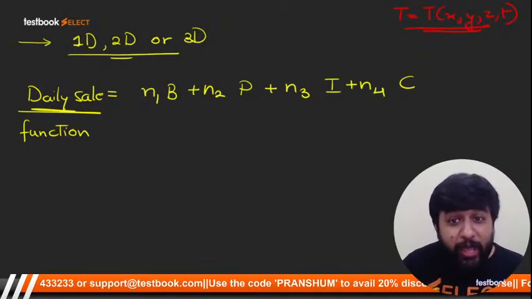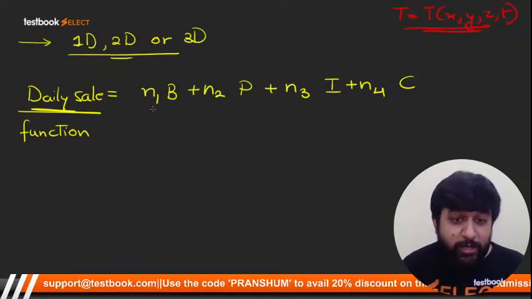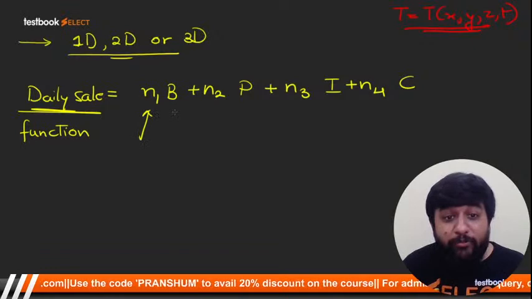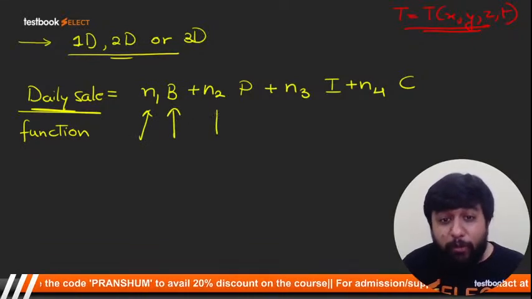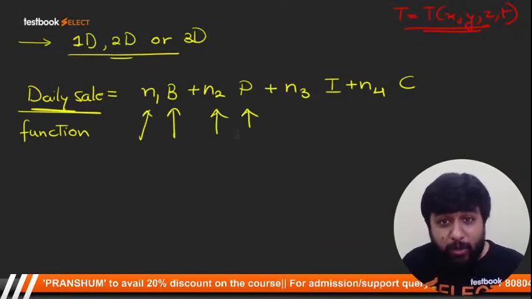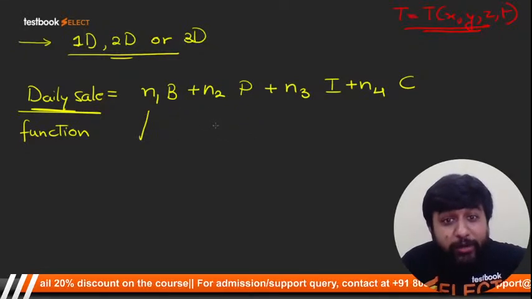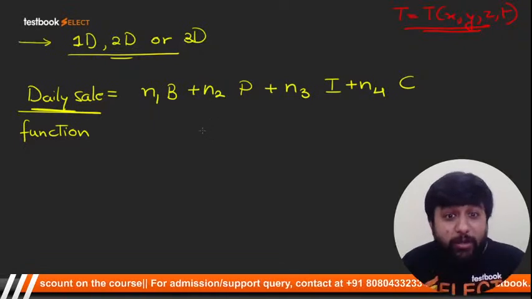So someone will say, sir, there are 8 variables. Someone might say that there are 8 variables. Number of burgers into price of burger. Number of pizza into price of pizza. So like this, there will be 8 variables. But actually, these are not 8 variables. These are 4 variables. How?